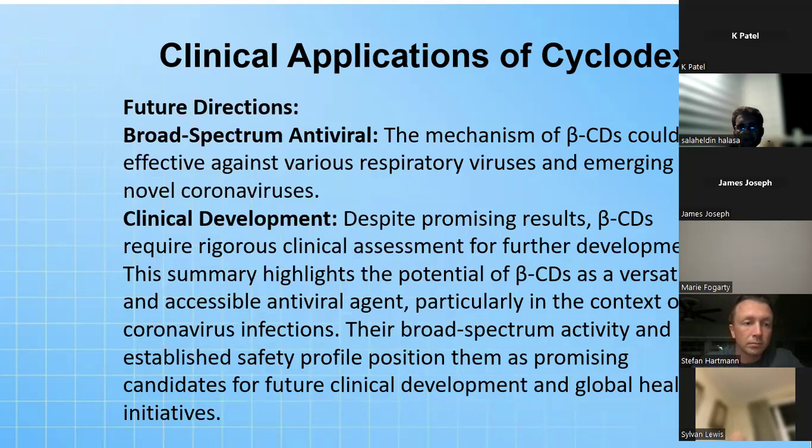Clinical development: despite the promising results of beta-cyclodextrin, it requires rigorous clinical assessment for further development. And the summary highlights the potential of beta-cyclodextrin as a versatile and accessible antiviral agent, particularly in the context of coronavirus infection. Their broad-spectrum activity and established safety profile position them as a promising candidate for future clinical development and global health initiatives. So that's a good thing, right?